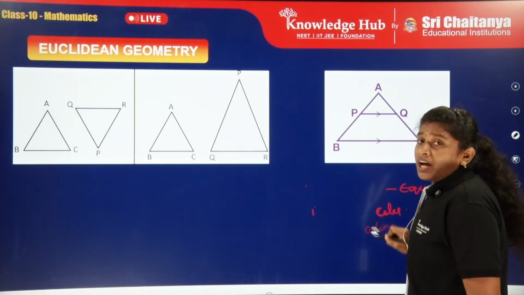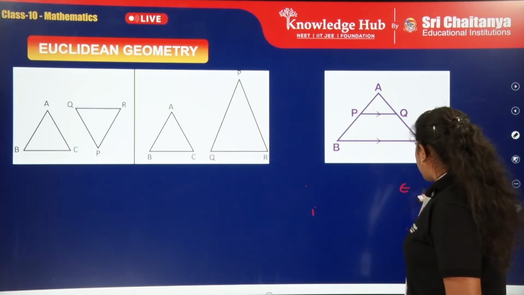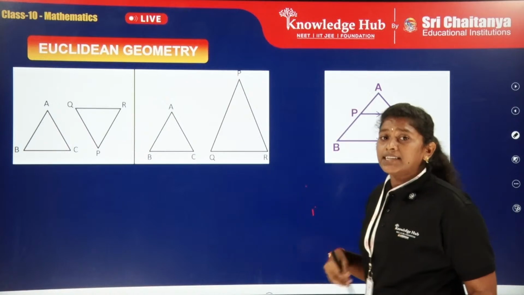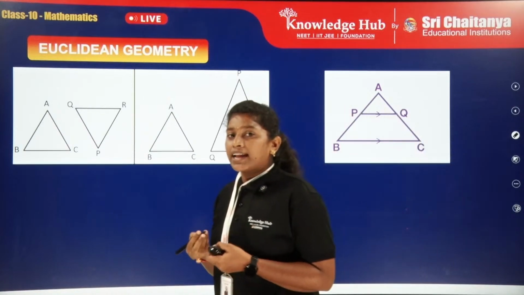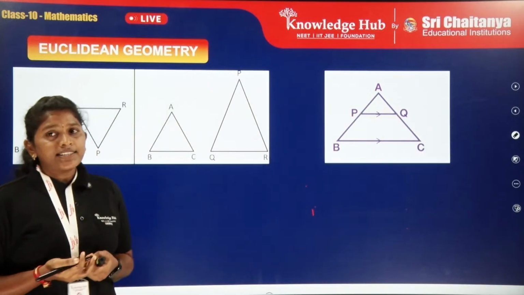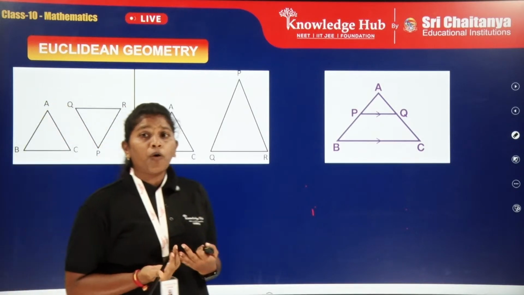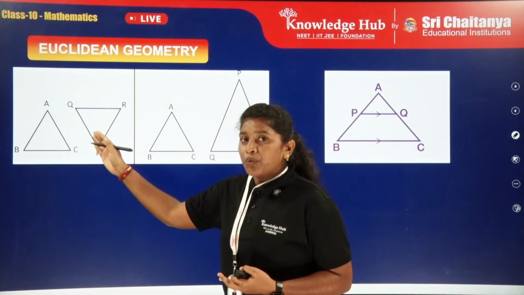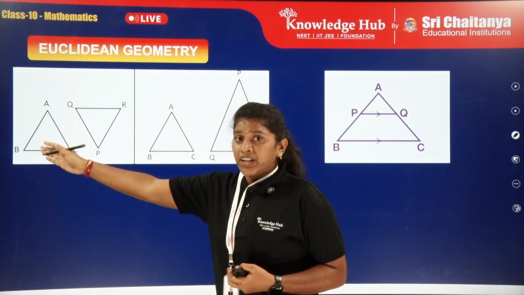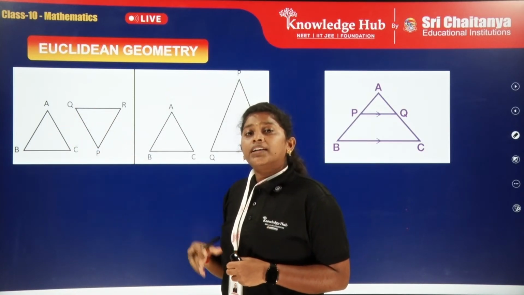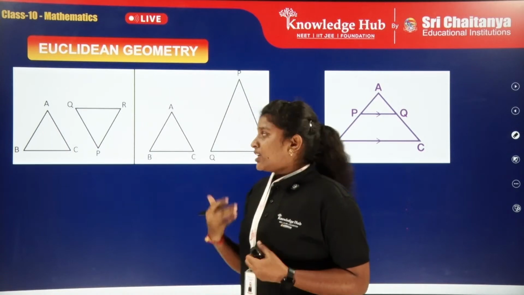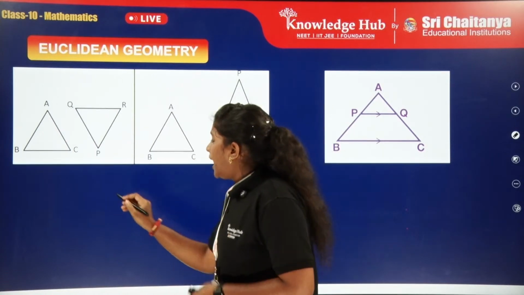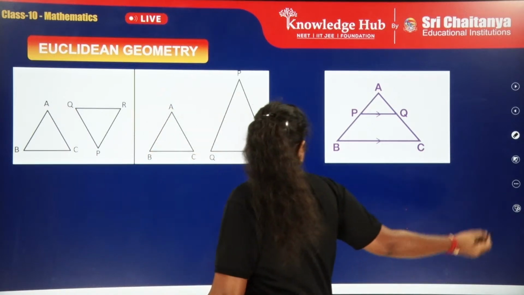So, now if you are saying that the triangles are congruent, it means the corresponding sides are equal and corresponding angles are equal. Corresponding sides are equal is nothing but, if I am overlapping my ABC with the PQR, whatever side of the PQR falls on the side AB, then we are going to say that those are the corresponding sides. Okay.